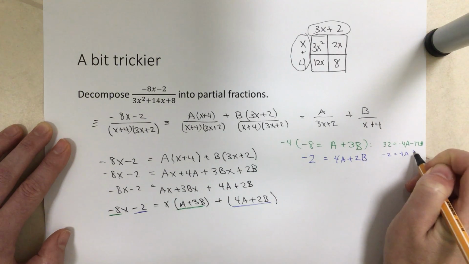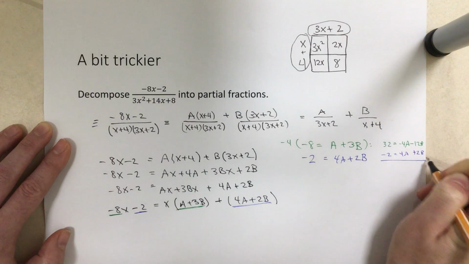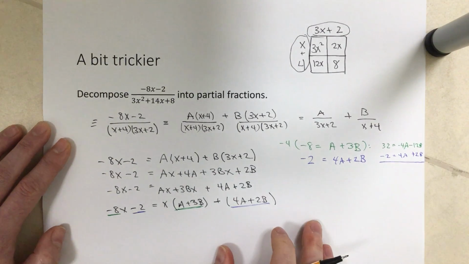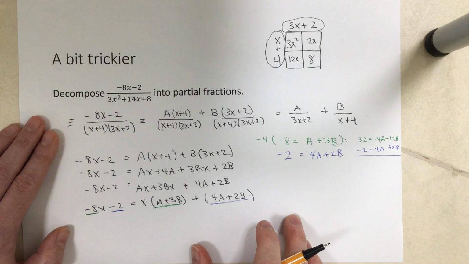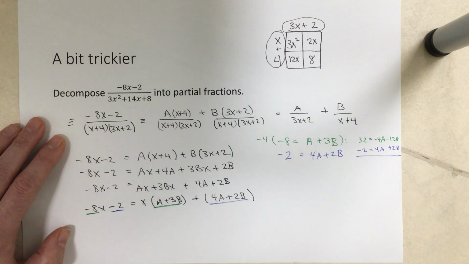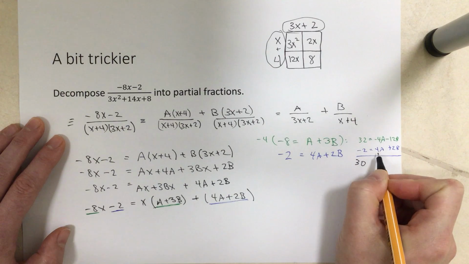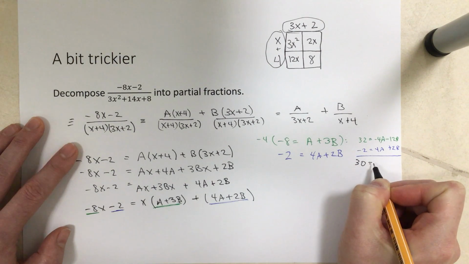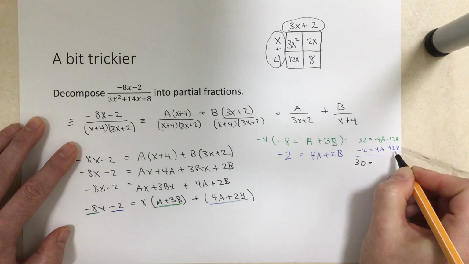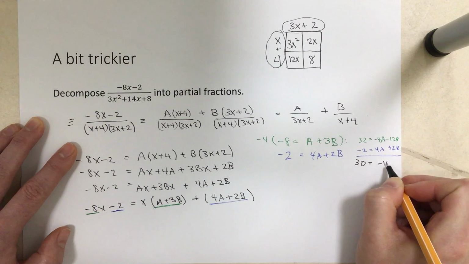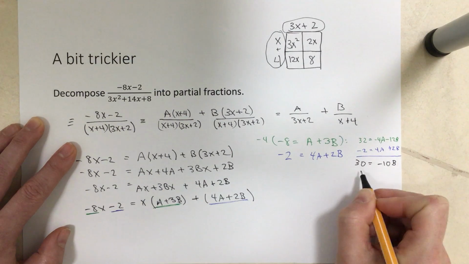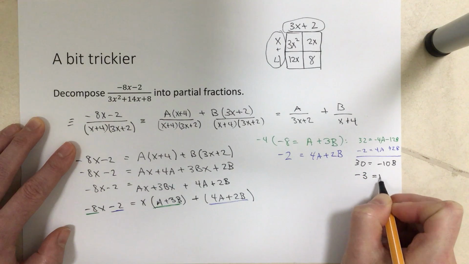And the goal of doing this, again, if you don't remember how to do that, is to get variables that will cancel out. Oops, let me move that over so you can see it. And I'm going to add straight down. So 32 minus 2 is 30. Negative 4a and 4a makes the a's go away. And negative 12b plus 2b gives us negative 10b. And when I solve that, I get that b is negative 3.